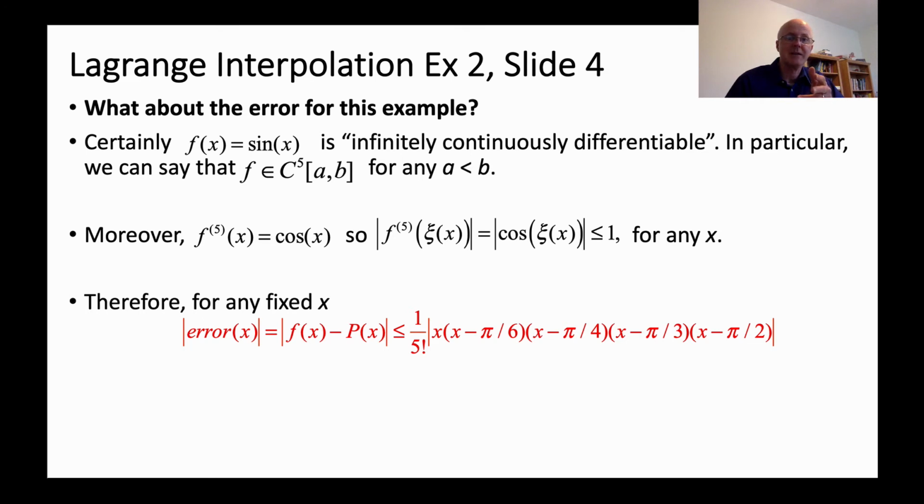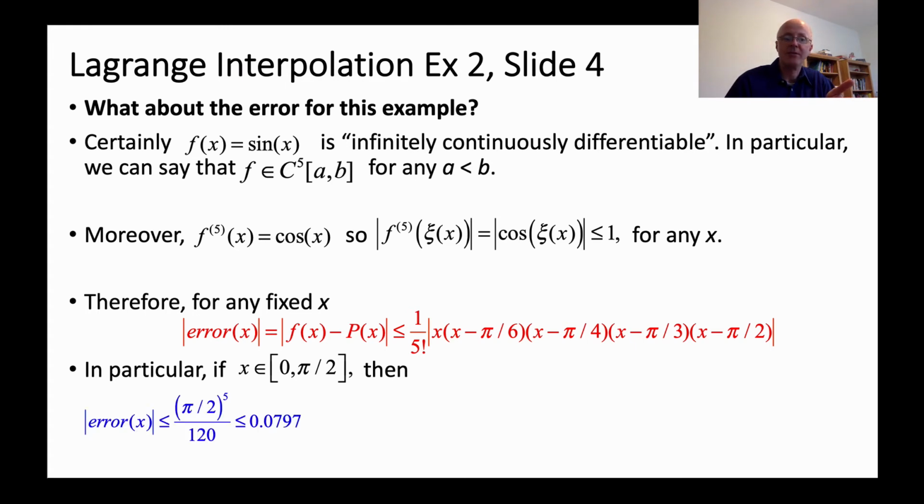I'm just replacing that fifth derivative at c of x in absolute value by 1, times the product of the linear factors x, x minus pi over 6, x minus pi over 4, x minus pi over 3, and x minus pi over 2. We can get a little bit more specific, emphasizing that x itself is between 0 and pi over 2. We could say that all those factors in that product in absolute value are less than or equal to pi over 2.